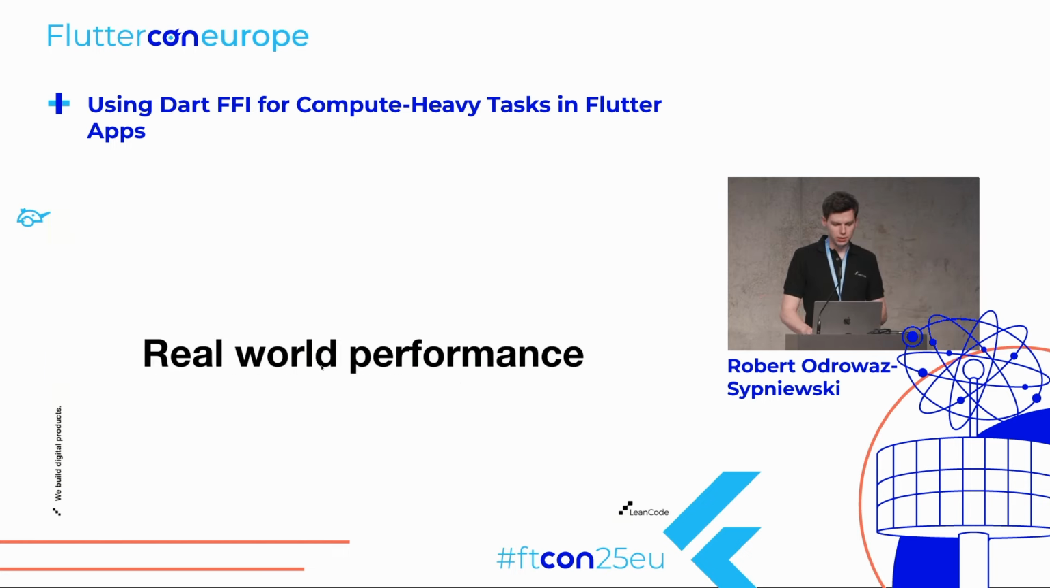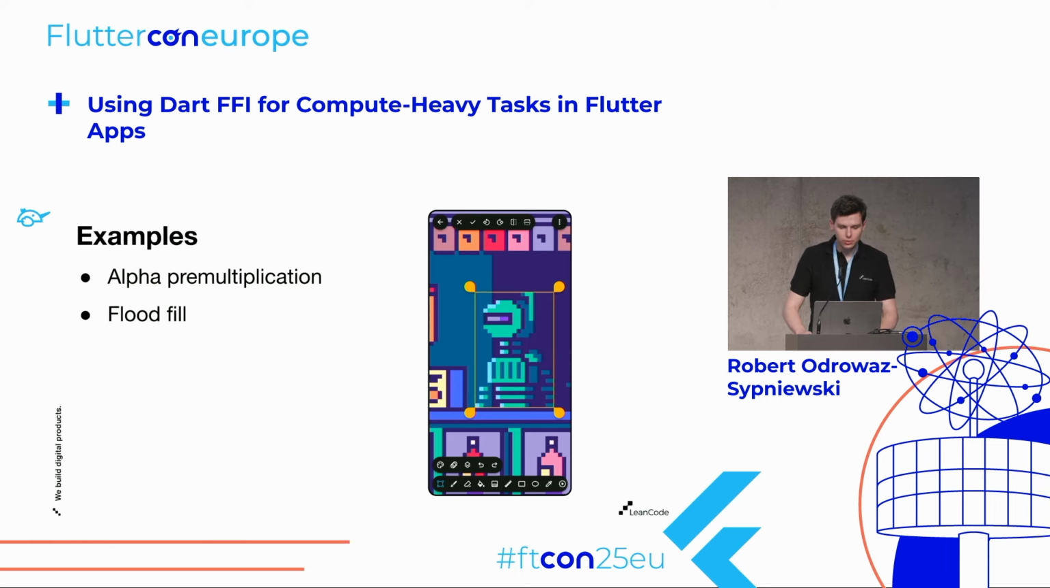Okay, going back to the presentation. Real-world performance of FFI. We'll be looking at two examples. Both of them are coming from my side project, which is a pixel art graphics editor. So there are quite a few computer graphics algorithms that need to be pixel perfect and need to be fast still. Even though it's pixel art, it can be pretty large.